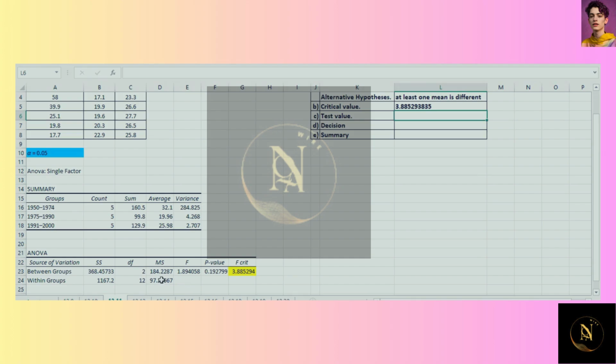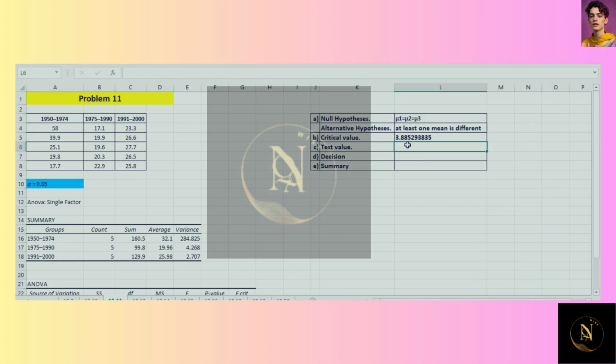And for the test value, we have to obtain it from the mean square for the factor divided by the mean square for the error. So the mean square for the factor is 186, and the mean square for the error is 97. So when you divide, you'll get the calculated F value as 1.894. So that's the test value.